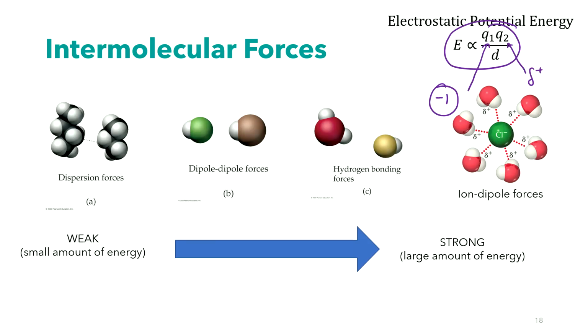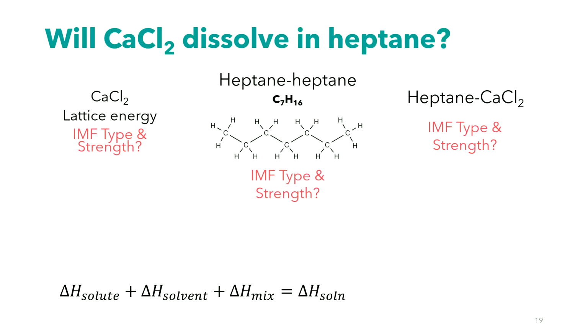All right, so I want you to take that information and apply it now. Instead of taking a salt, now we're going to work with calcium chloride. Instead of putting it into water, we're going to put it into heptane. So let's think about, will this happen? So my quote-unquote IMF type and strength for calcium chloride, it's not really an IMF. This is an ionic bond.